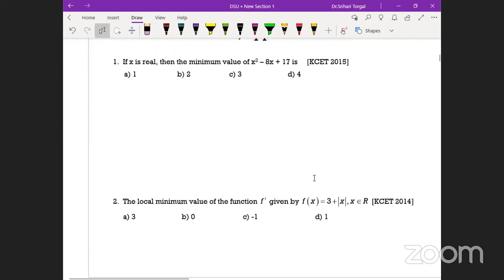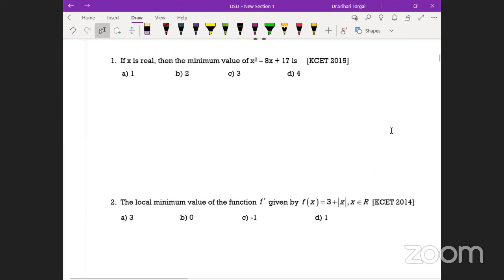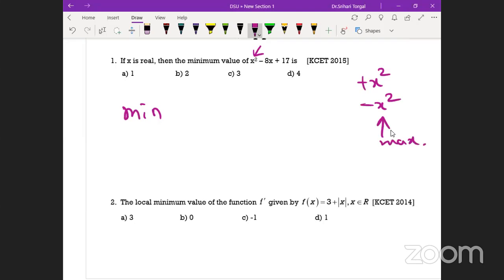Let me start with the problem. In the 2015 examination, one question came here: x square minus 8x plus 17, the minimum value. I'll tell you that shortcut. Always you will get a minimum value only when you have plus x square like this. If you have minus x square in that place, you will get a maximum value. To get that, it is very easy. You have to concentrate on the constant term. What is that? 17 is the constant term.